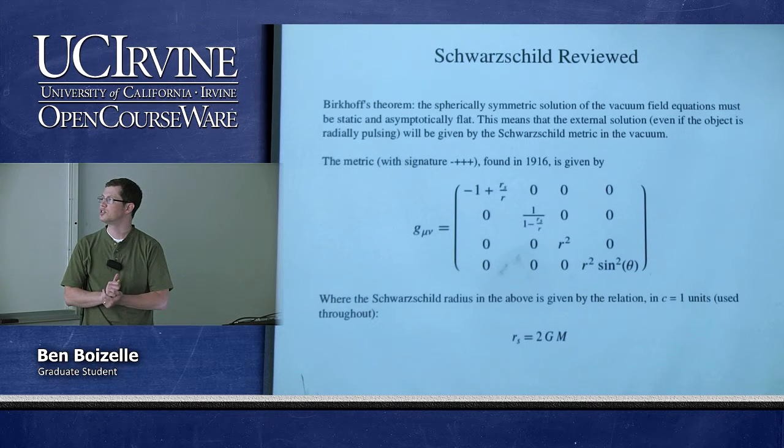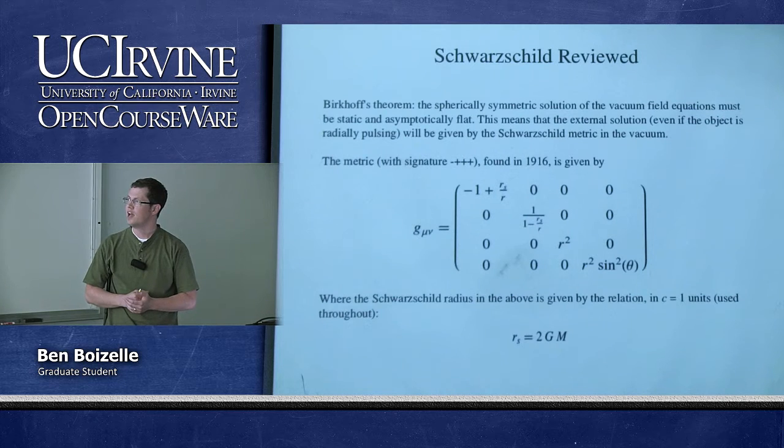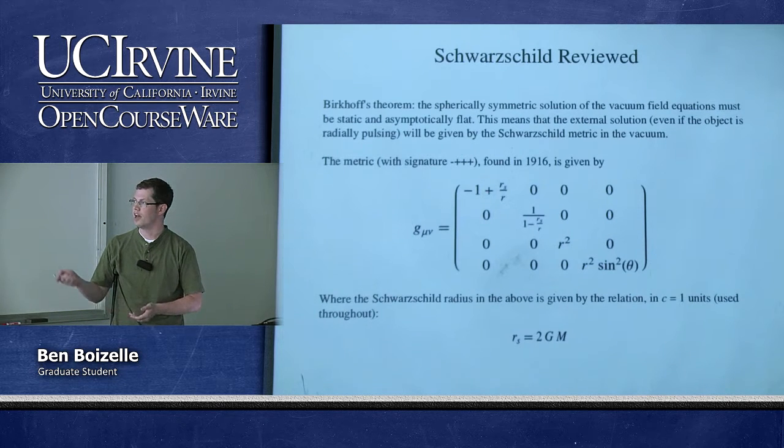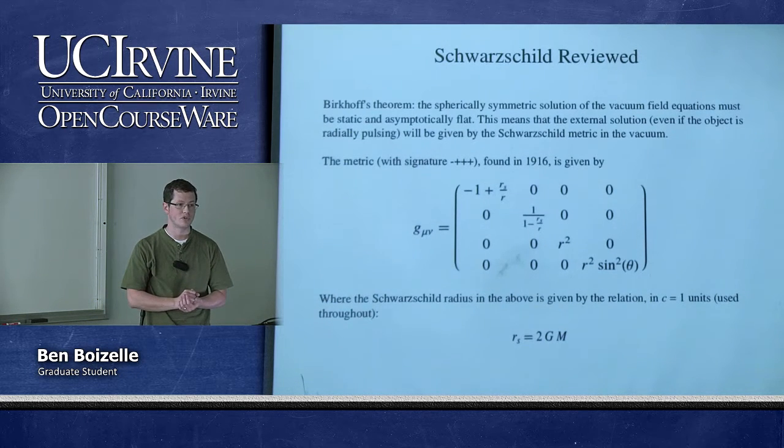Schwarzschild solution, just a quick review. I'm using the minus plus plus plus signature, with a g mu nu that is given as we've seen in class, with the usual diagonal g_tt, g_rr, g theta theta, and g phi phi components. And the Schwarzschild radius, of course, is given as 2GM, for M being the mass of the black hole. And I'm using c equals 1 units throughout this.